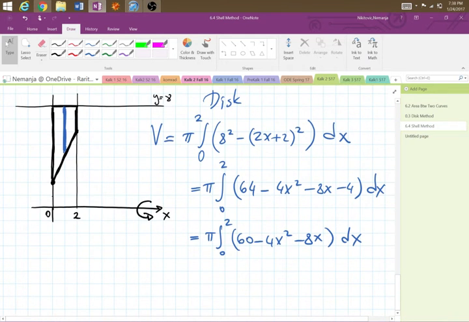So now what we get is pi integral, so we are now integrating: 60x minus 4/3 x cubed minus 8/2, which is 4x, from 0 to 2. We don't have to plug in 0.